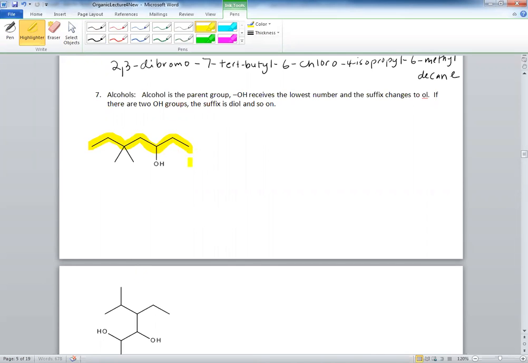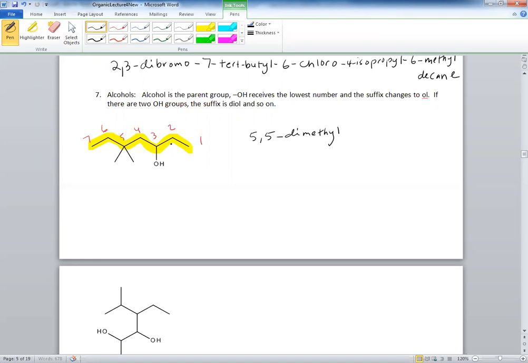I have to number from this end to give the OH the lowest number. So that first point of difference doesn't apply anymore. That was for alkanes, because again, the alcohol has to get the smallest number. In this case, that would be 1, 2, 3, 4, 5, 6, and 7. Therefore, your alcohol is at 3, and then you have the 2 methyl groups at 5. So you start with 5, comma 5, dimethyl.